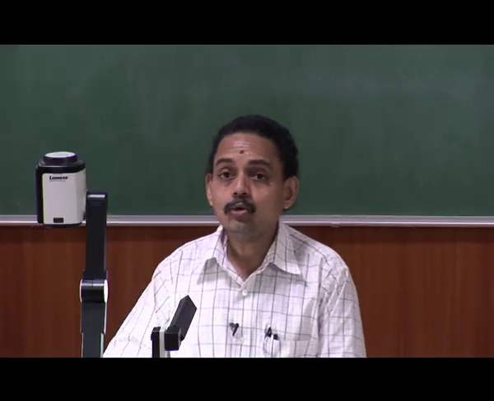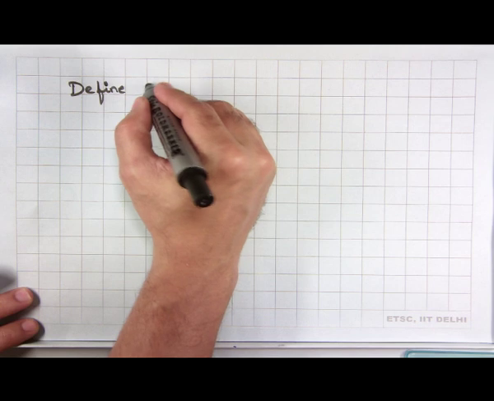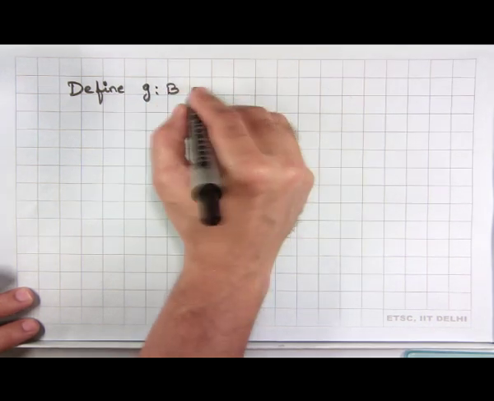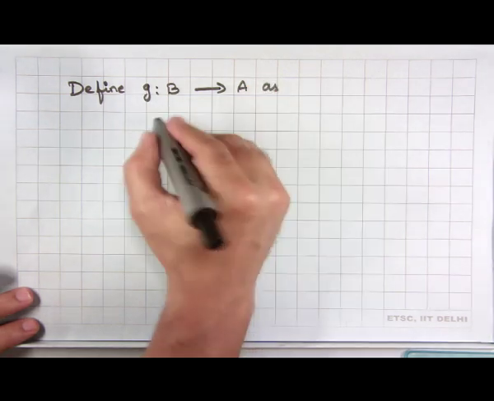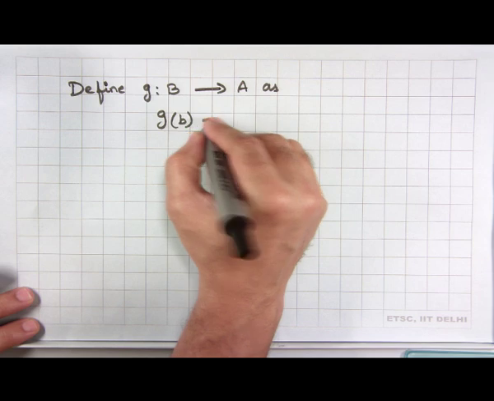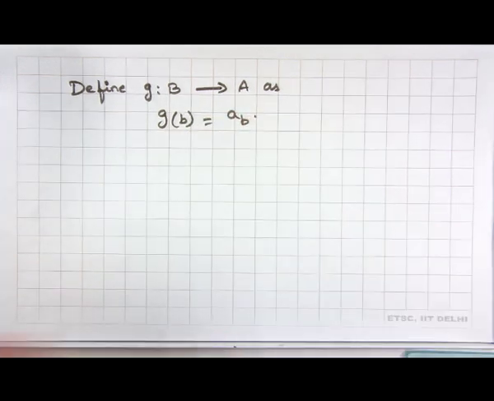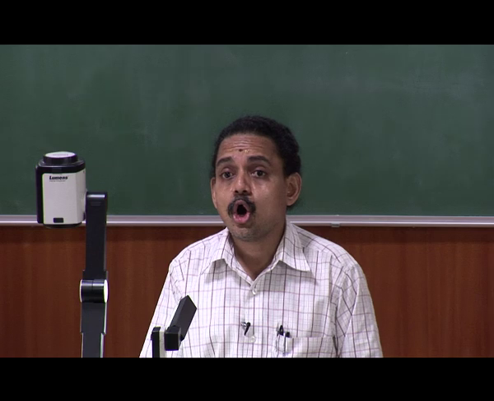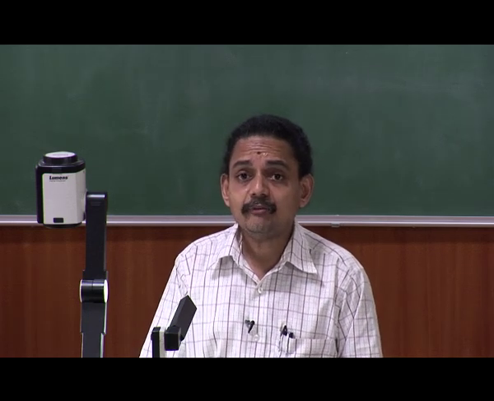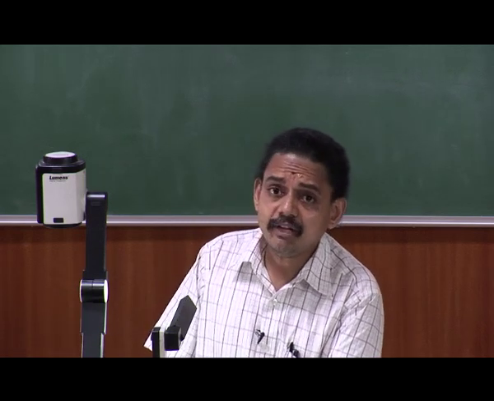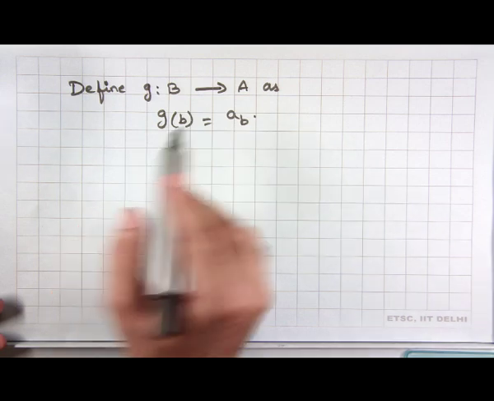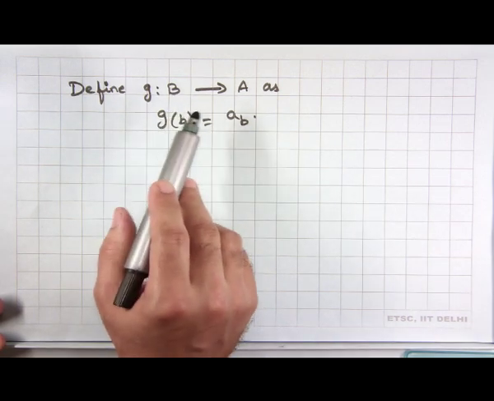Now, it is clear how to define g from B to A as g of b equal to a_b. Such a choice always exists because f is onto. What we will have to do is pick one element from each of these sets A_b. Once we have defined this, we will have to show that first, f composed with g is the identity on B, and second, g is 1-1.